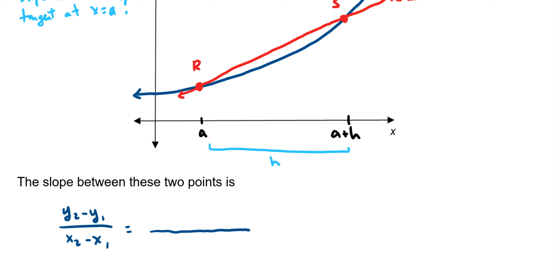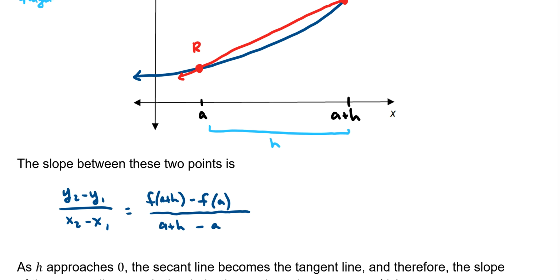The x values we're using are a plus h and a. So that's going to be a plus h minus a. So x2 minus x1 is a plus h minus a. And then the y values are just going to be the function evaluated at each of those x values. So f of a plus h minus f of a.